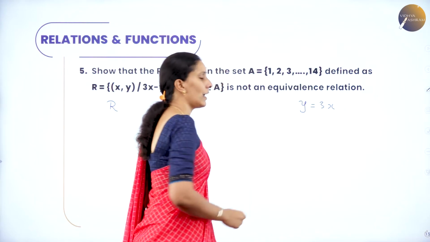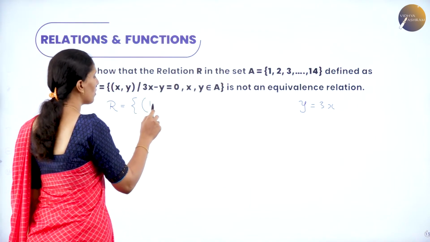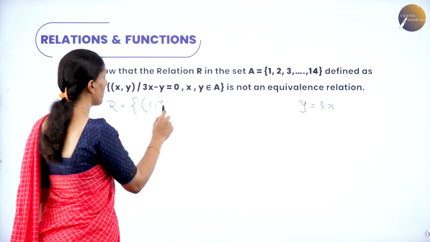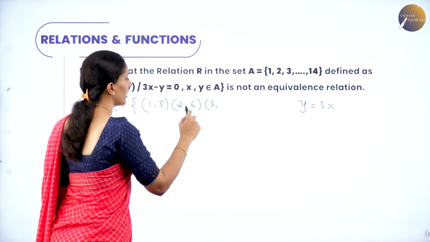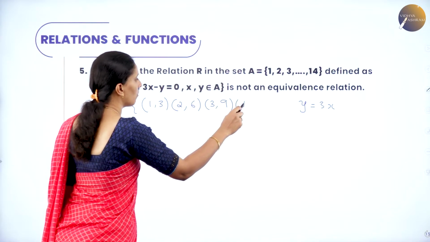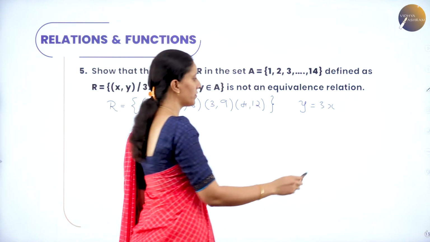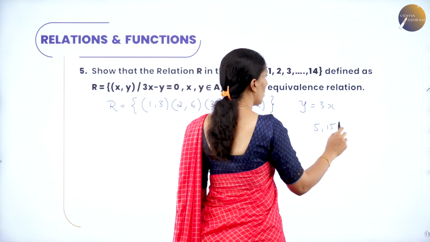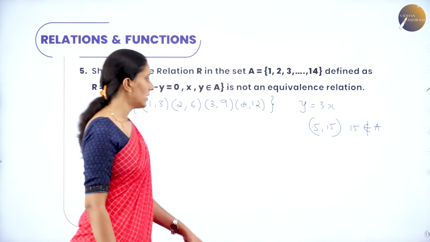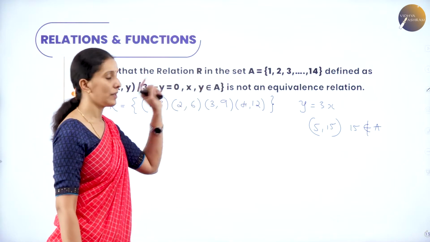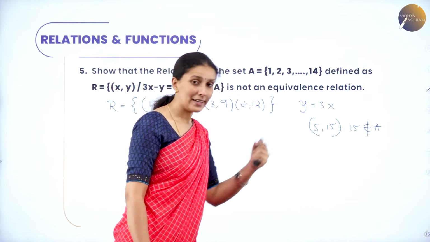Since 3x − y = 0, we can write y = 3x. So just take the values of x here. If you take x = 1, then y is 3. x = 2, y is 6. x = 3, y is 9. x = 4, y is 12. We cannot write (5,15) because 15 does not belong to set A. The condition is both x and y must be inside the set A. Hence, for the last element 14, we cannot write this ordered pair.